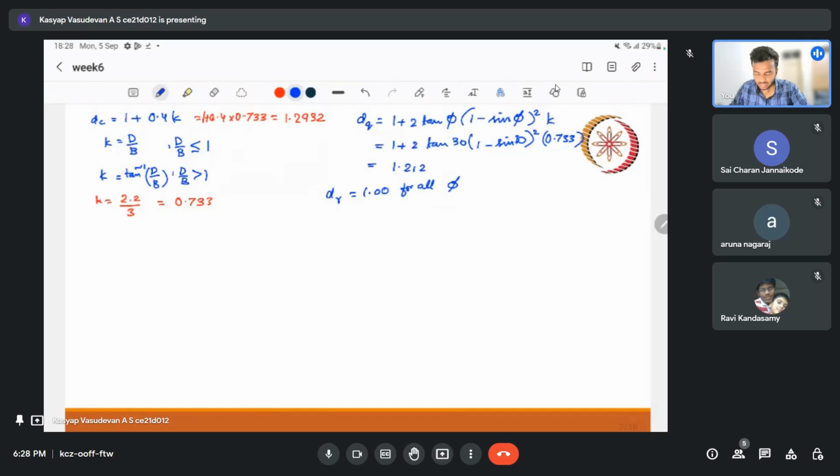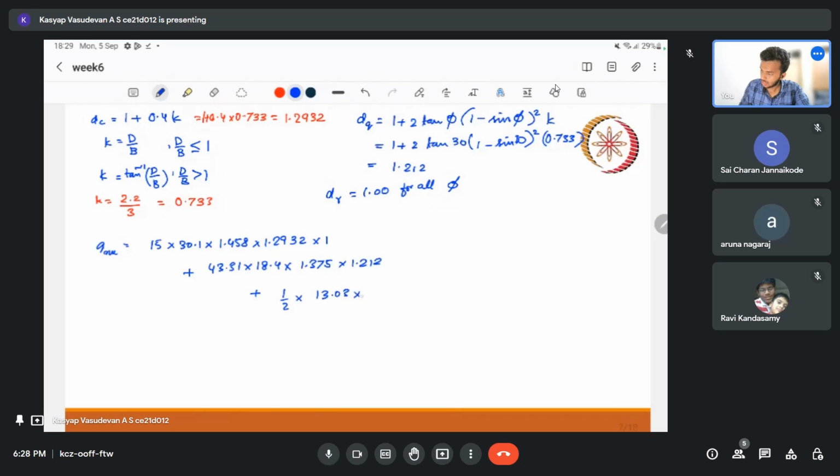Okay, now as I told you, everything is equal to 1. So let us directly substitute. Qnu is equal to cNc, so 15 into 30.1 into 1.458 into 1.2932 into 1 plus 43.31. This is our q into Nq, 18.4 into 1.375 into 1.212 plus half into 13.03.